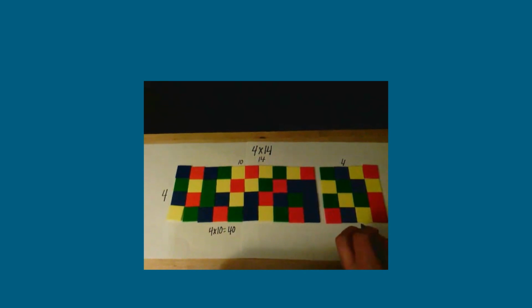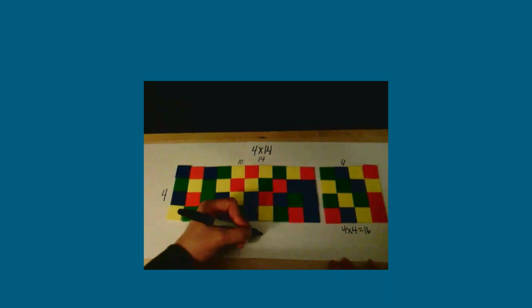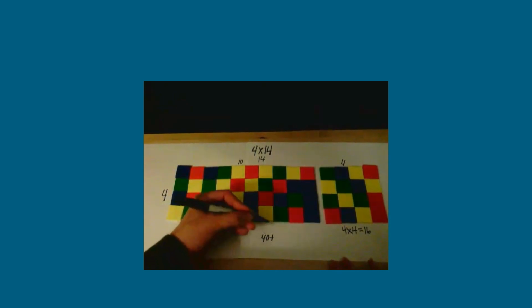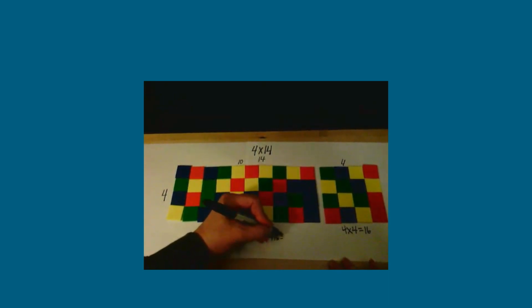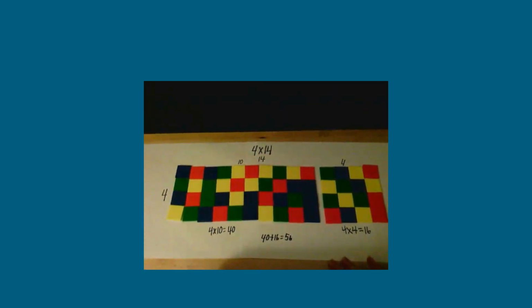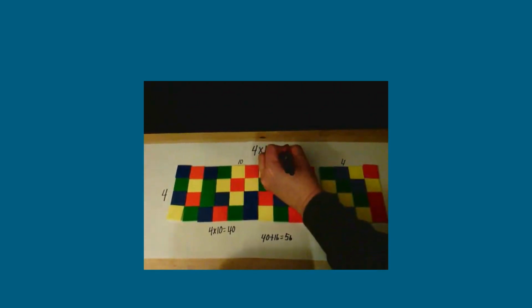And over here, we have a 4 by 4, and 4 times 4 equals 16. Now to find the total, I just need to combine those 40 squares with the 16 squares. So 40 plus 16 equals 56. So now I know that 4 times 14 equals 56.